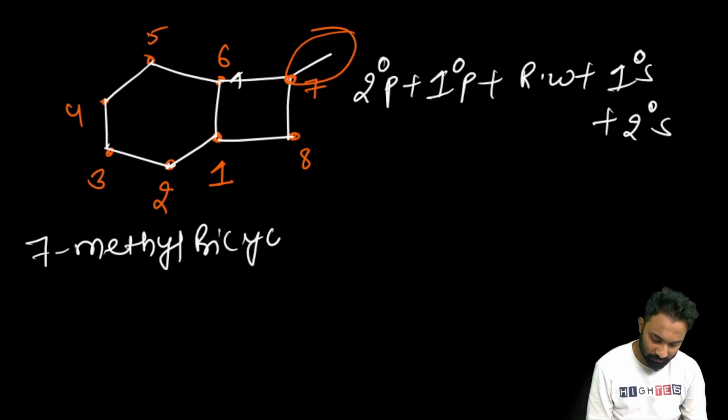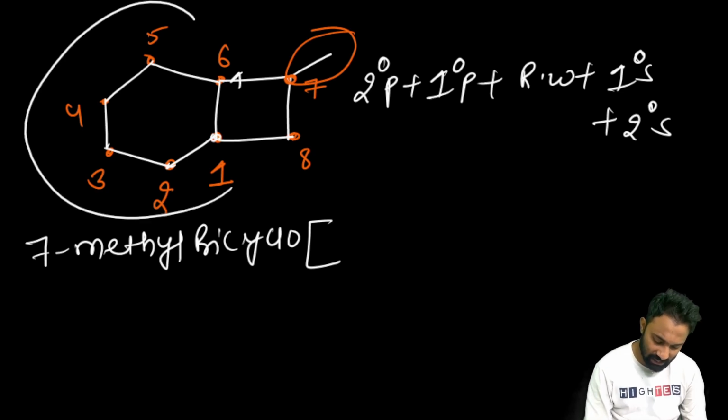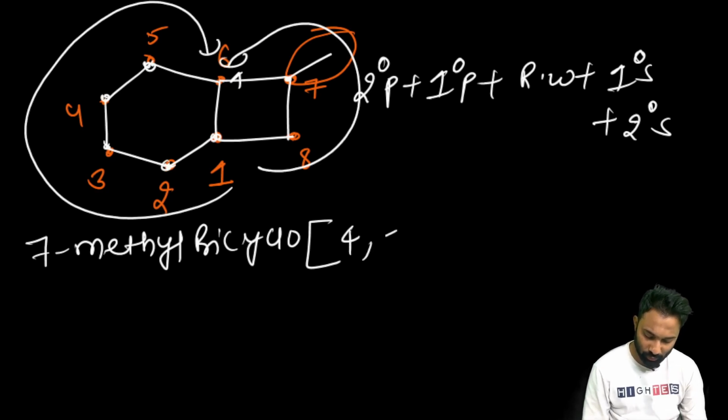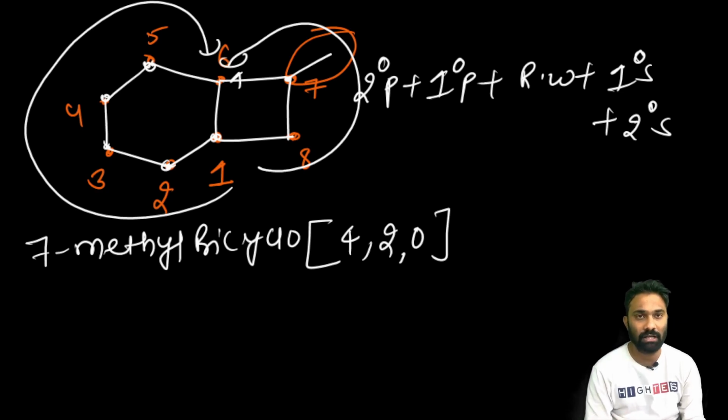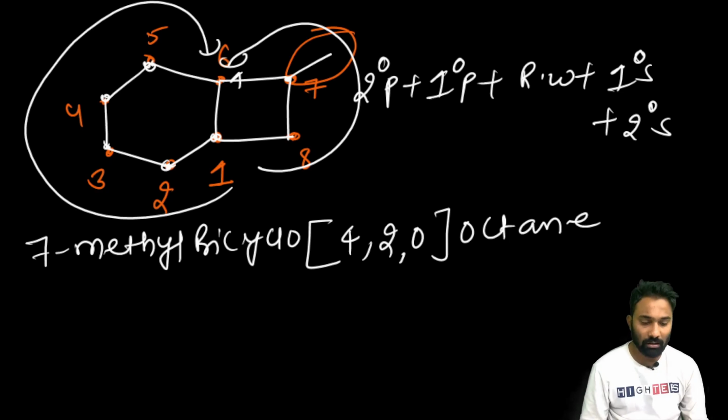bicyclo, 7 methyl bicyclo. Now mention in the square bracket. From this is the longest carbon path, right? Now how many? 1, 2, 3, 4. So 4 comma. Now if you go here, you are getting 2, 0. Clear? 4, 2, 0, because between the bridged carbons there is no carbon. Done. Next in the naming, how many carbons do we have in total? 8, right? Octane. So 7 methyl bicyclo 4, 2, 0 octane. Done. Now next.